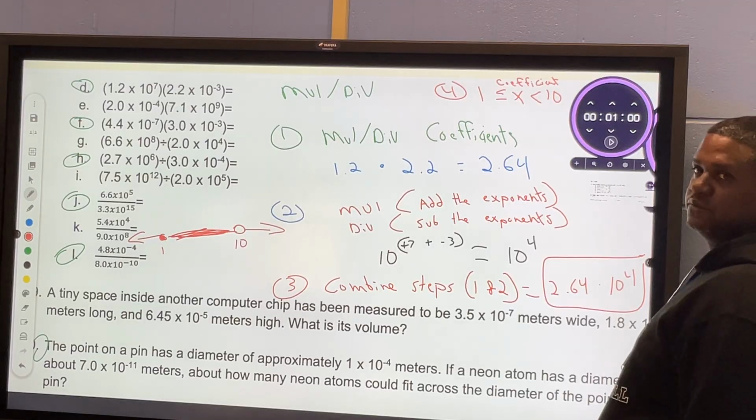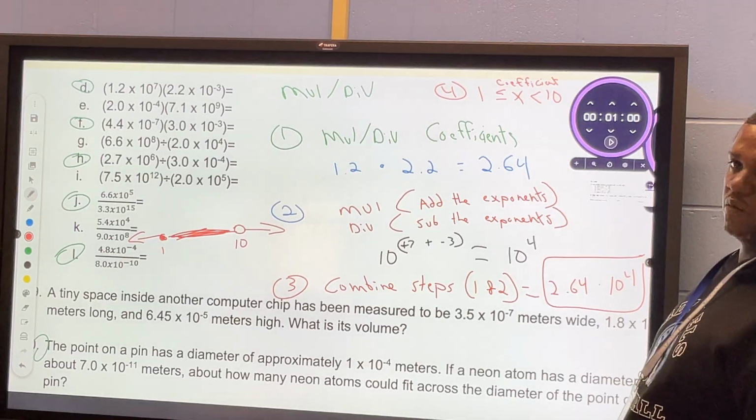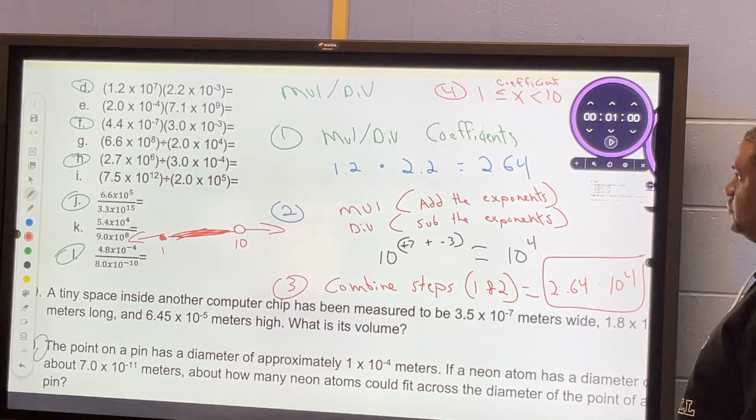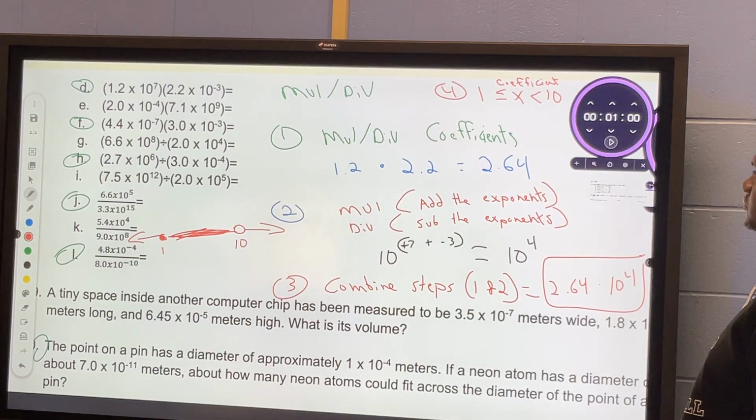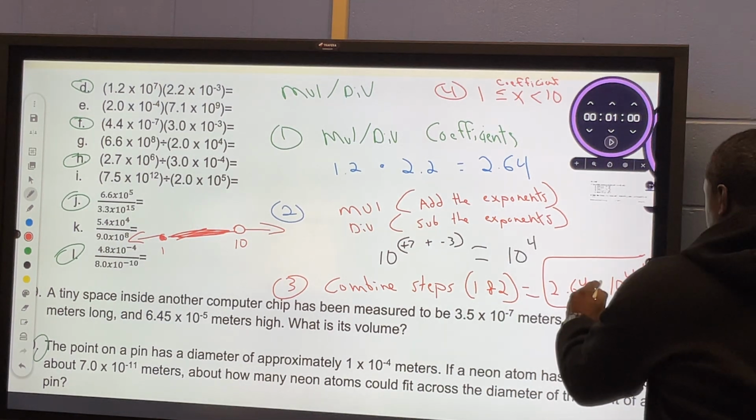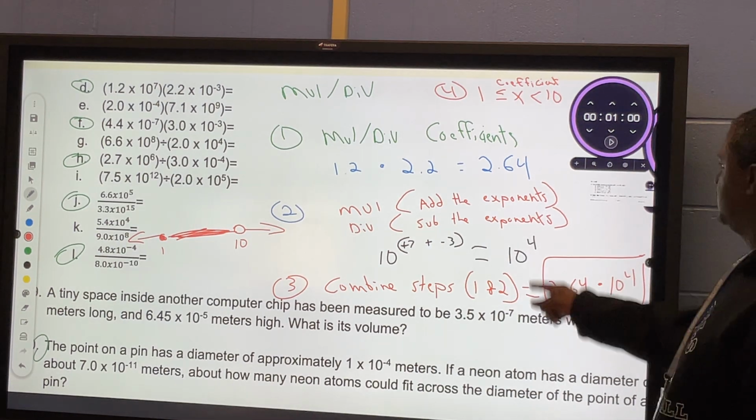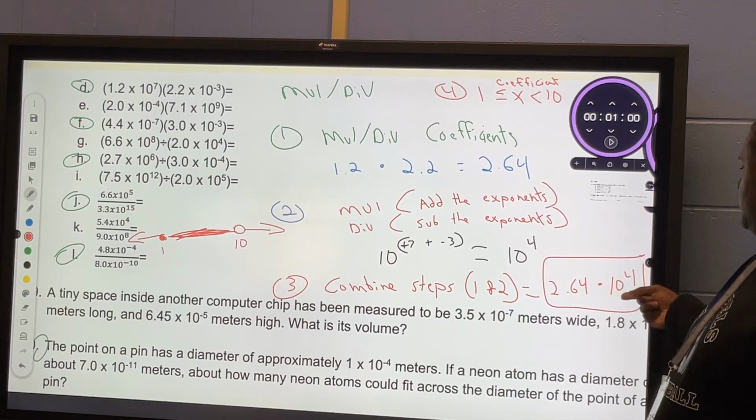Alright, y'all got the rules? 2.64 times 10 to the 4th power. That's just regular scientific notation. That's writing the scientific notation: you take the coefficient first, and then you take the exponent second.